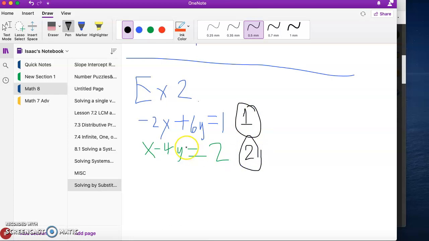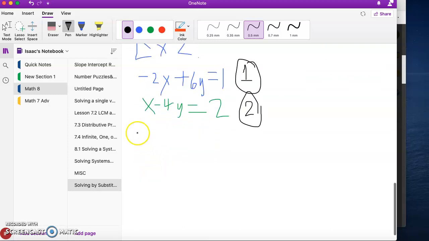Now let's see. Which one is going to be easiest to isolate? I think it's pretty clearly x on this one. So I'm going to, in a way, sort of cross this out and rewrite it as x equals 4y plus 2. And now I'm going to substitute this into that one.